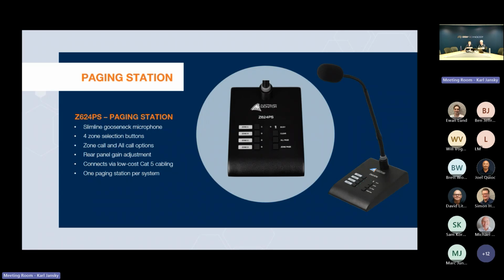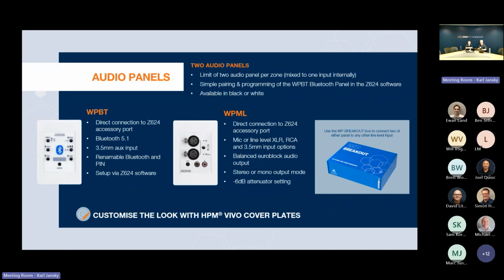Again, the paging station connects via Cat5 cable to one of those accessory ports, and again, I'll show you how that works later. Finally, onto the audio wall panels, we have the Bluetooth wall panel that allows us to support Bluetooth pairing within a local zone and feed that audio back into the Z624 for then distribution. And with the WPML, it does the same thing.